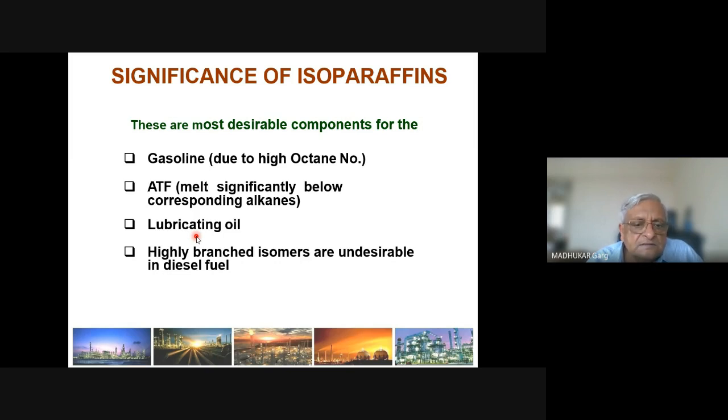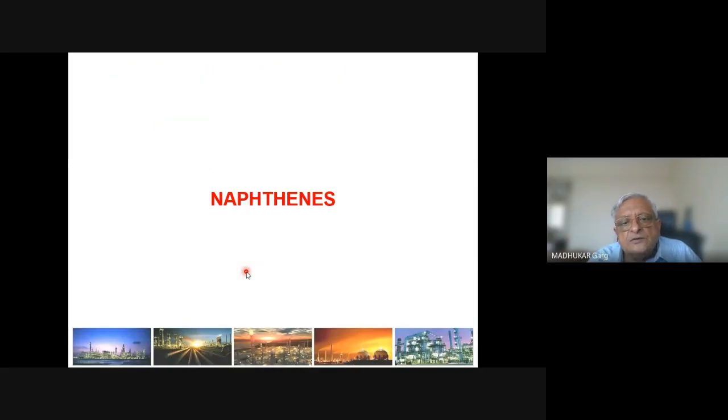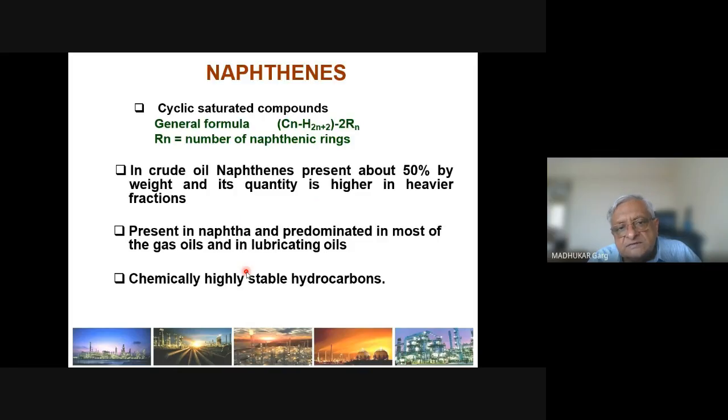But such highly branched isomers are undesirable in diesel fuel because the ignition is due to high pressure, and because of that, some very small molecules get formed, and that actually doesn't give you the power that you need in a diesel engine. Coming on to naphthenes, which are again saturated hydrocarbons.